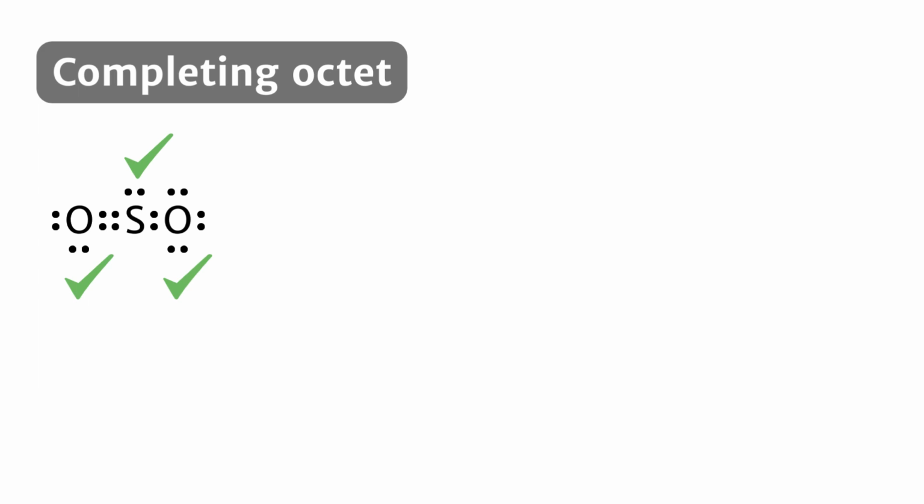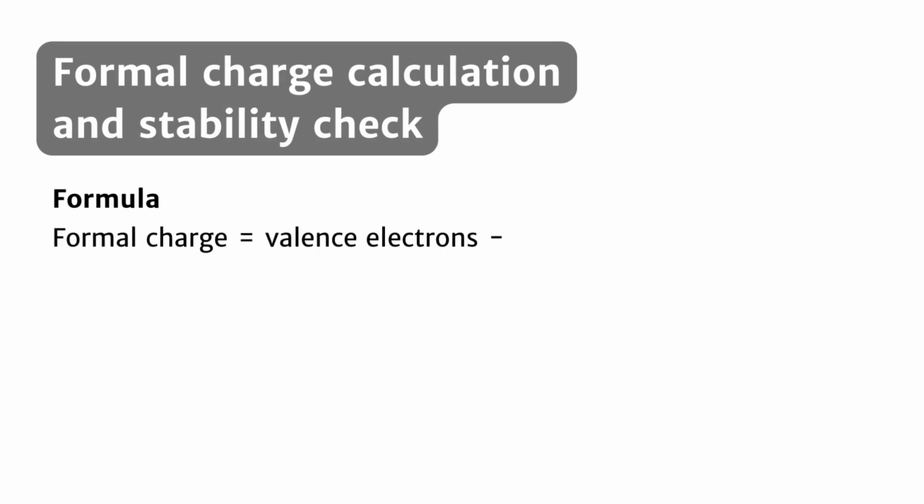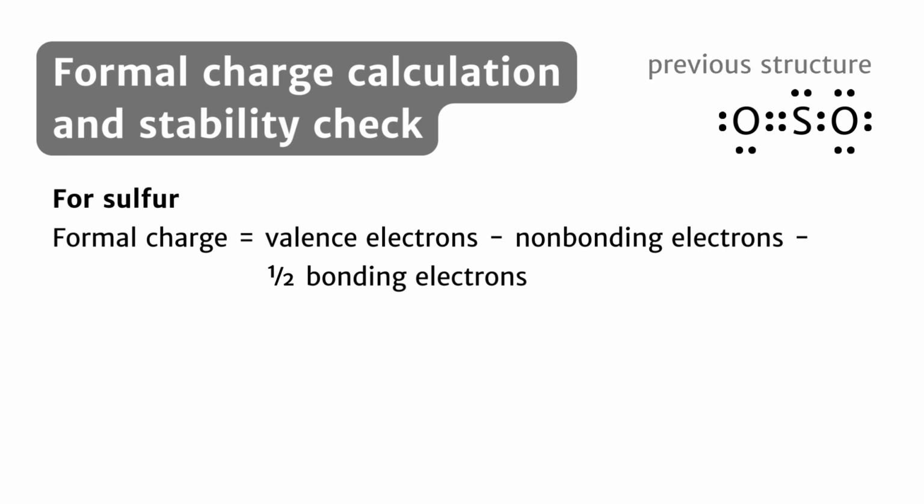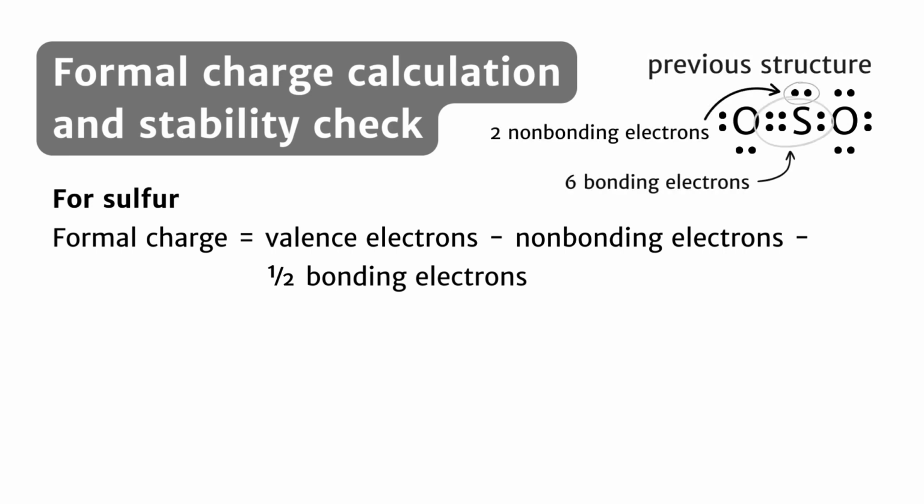With the octet rule fulfilled, our next step is to calculate the formal charges to determine the stability of the structure. This is the formula we can use to calculate formal charges for the SO2 Lewis structure. Formal charge equals valence electrons minus non-bonding electrons minus half times bonding electrons. Enter the necessary data and assign the values to calculate the formal charges for each specific atom. For sulfur atom, valence electrons are 6, non-bonding electrons are 2, and bonding electrons are 6, so the formal charge will be equal to 6 minus 2 minus half times 6, which equals to plus 1.